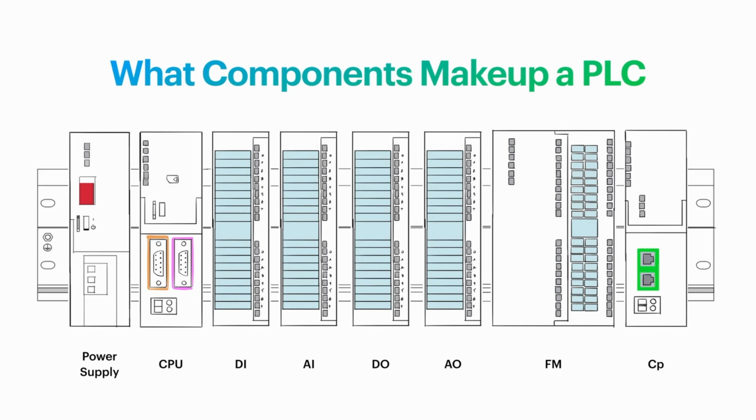Module selection depends entirely on the process the PLC will control. Some applications may require the use of the CP or FM modules, while others may not. Other plant processes may need many I/O modules and even require expansion racks to accommodate them.